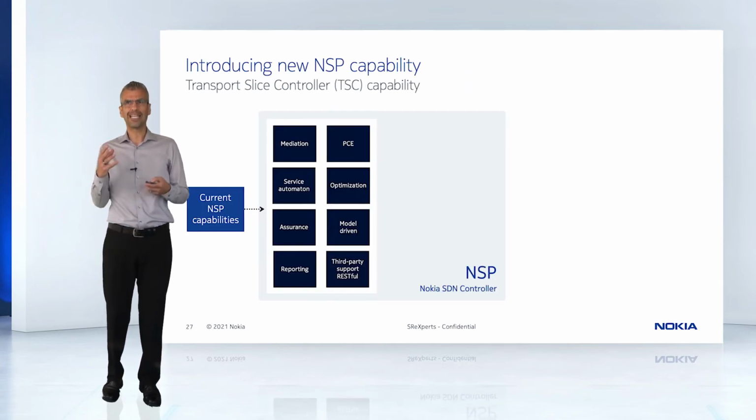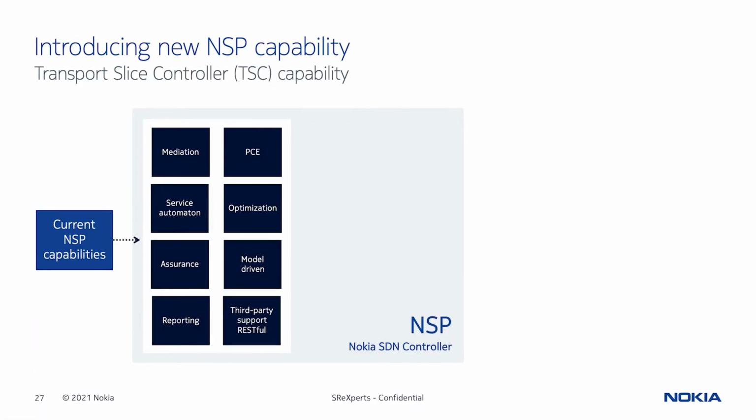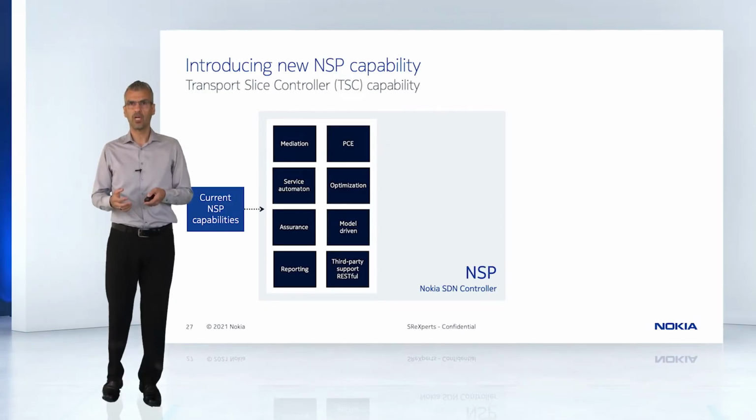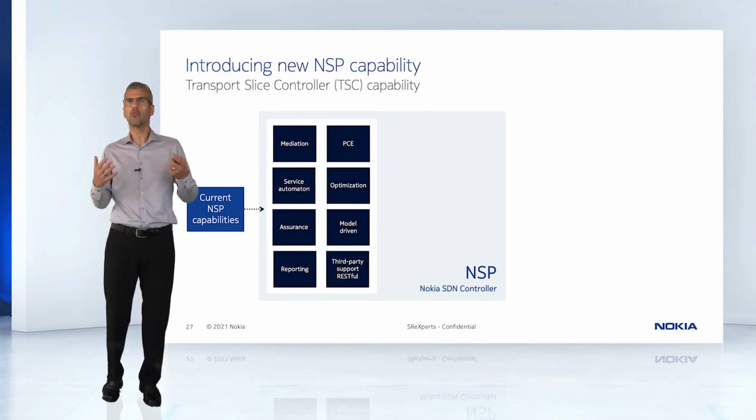If we look at the NSP and the transport slice controller, this is basically the same idea from a different viewpoint. Today, NSP has a group of capabilities, functions. The black boxes that you see here are not modules, or VMs, but rather functions. We, for example, provide the path computation element or optimization functionality. We provide service provisioning. We provide multi-vendor capability, analytics, and so on.